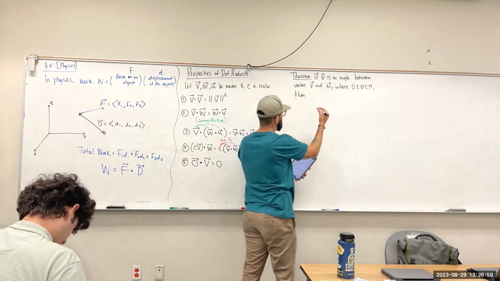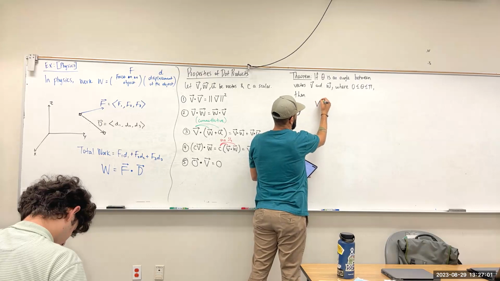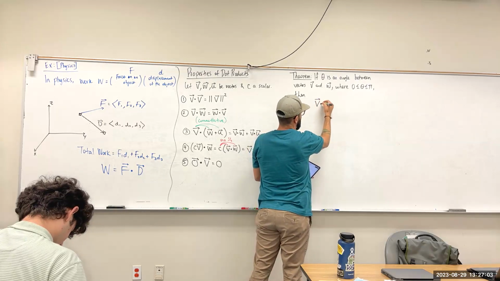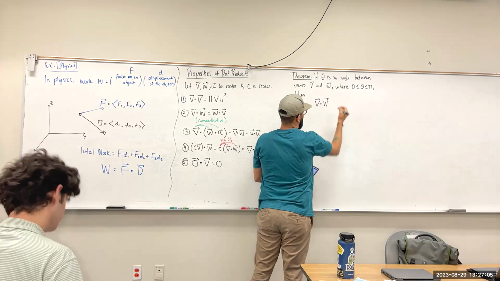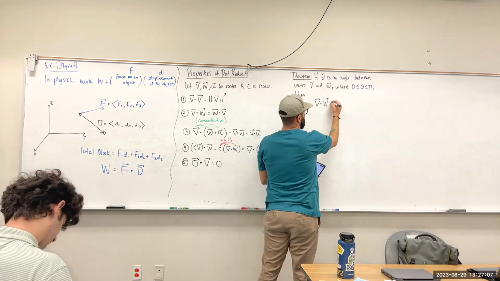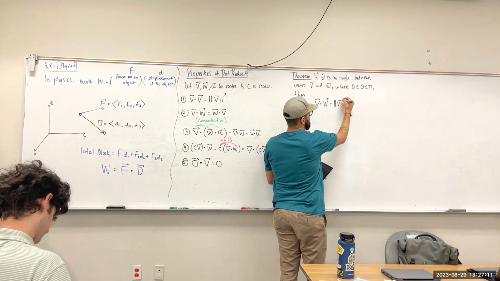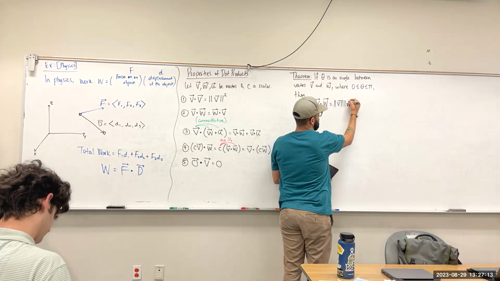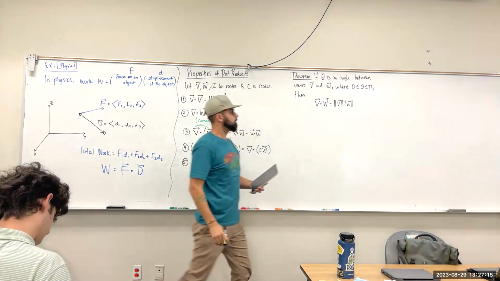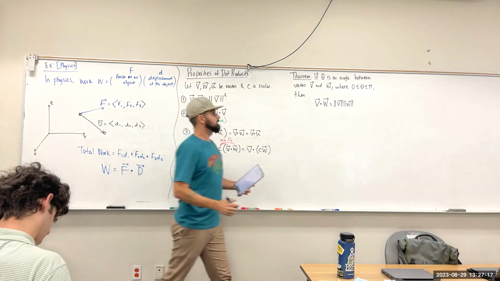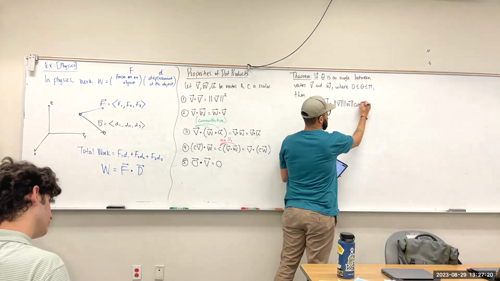So if that's the angle between them, then it turns out, and I'm going to just show you guys the proof here, that when you take the dot product of these 2 vectors, it's equal to the product of the magnitudes times cosine of that angle.